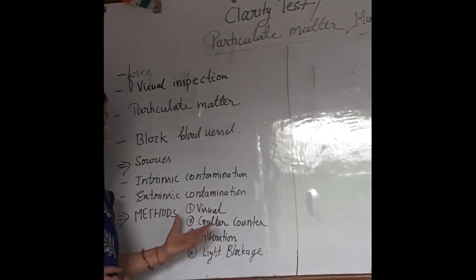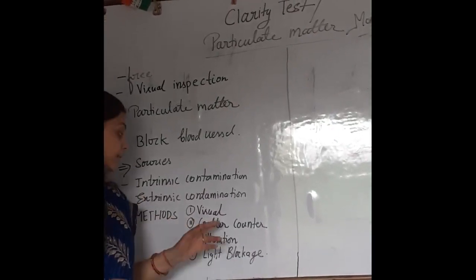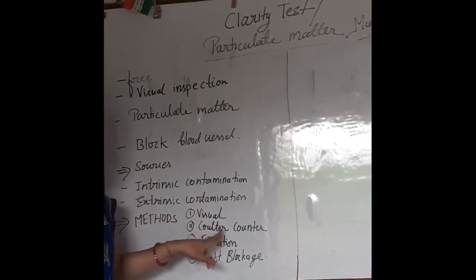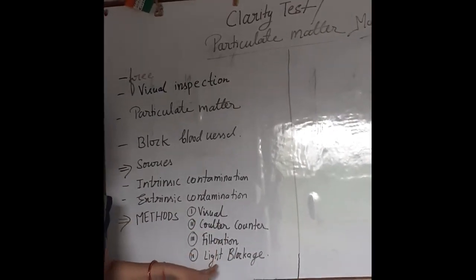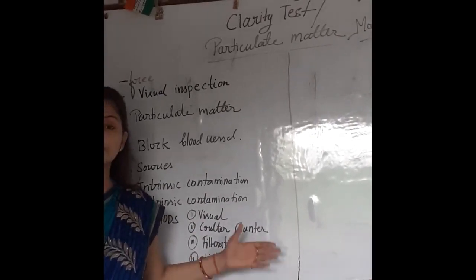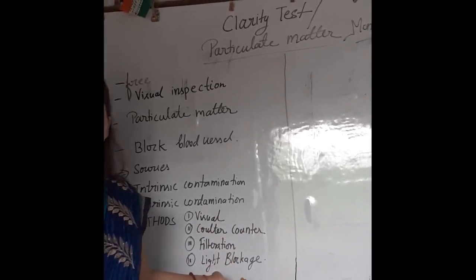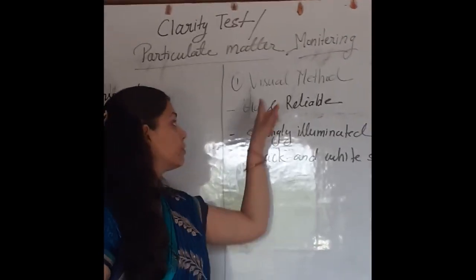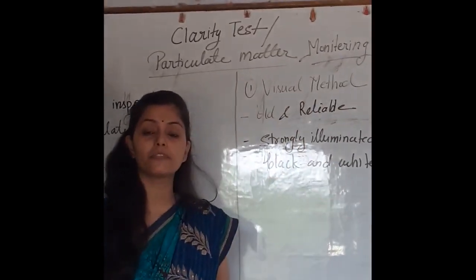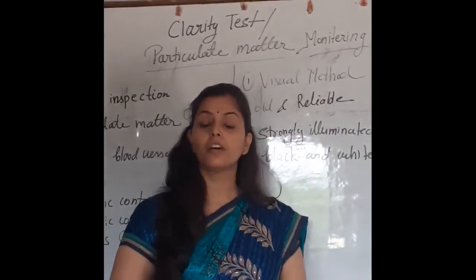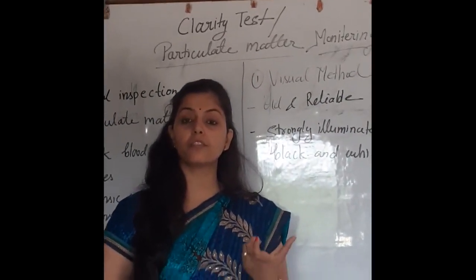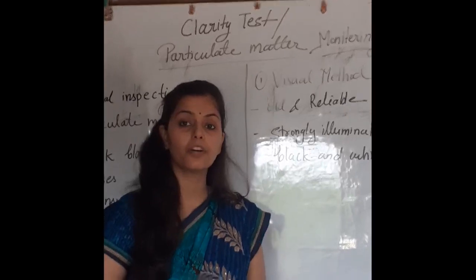There are four methods to determine particulate matter: visual method, counter method, filtration, and light blockage method. We will go through all these methods one by one. We will go through visual method. Visual method is very old and reliable method for determining the presence of particulate matter in the final formulation.